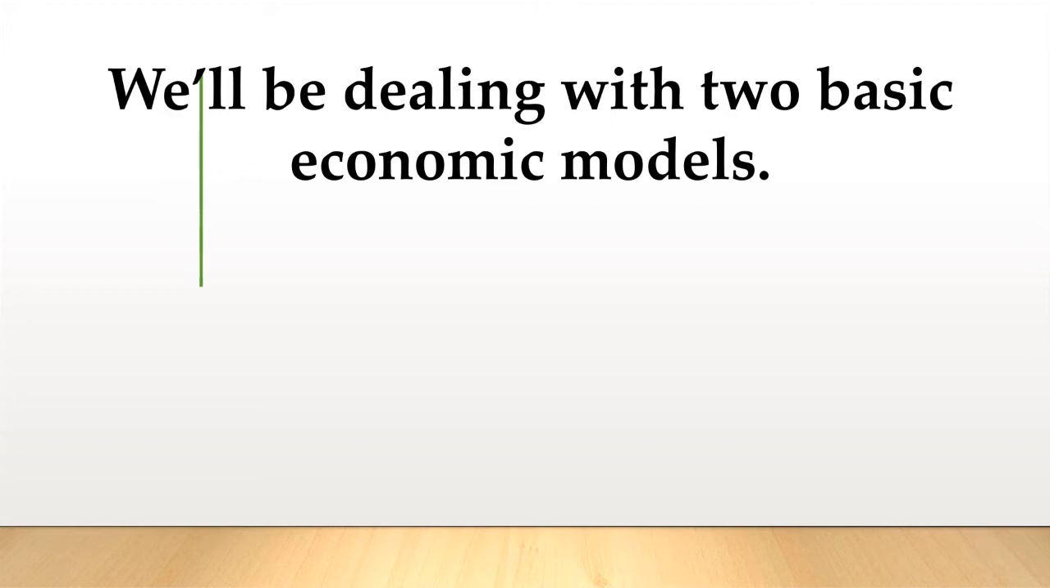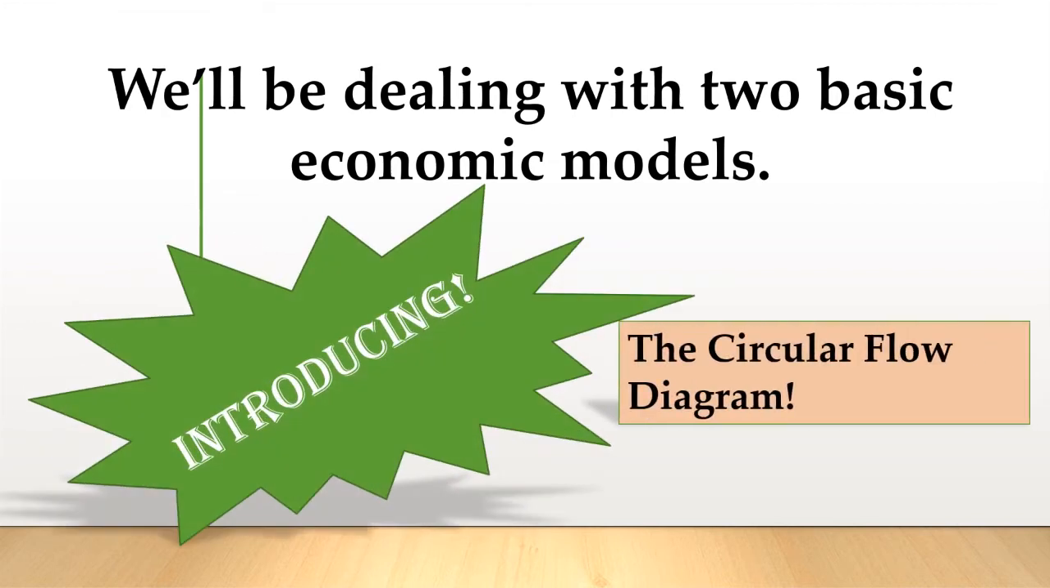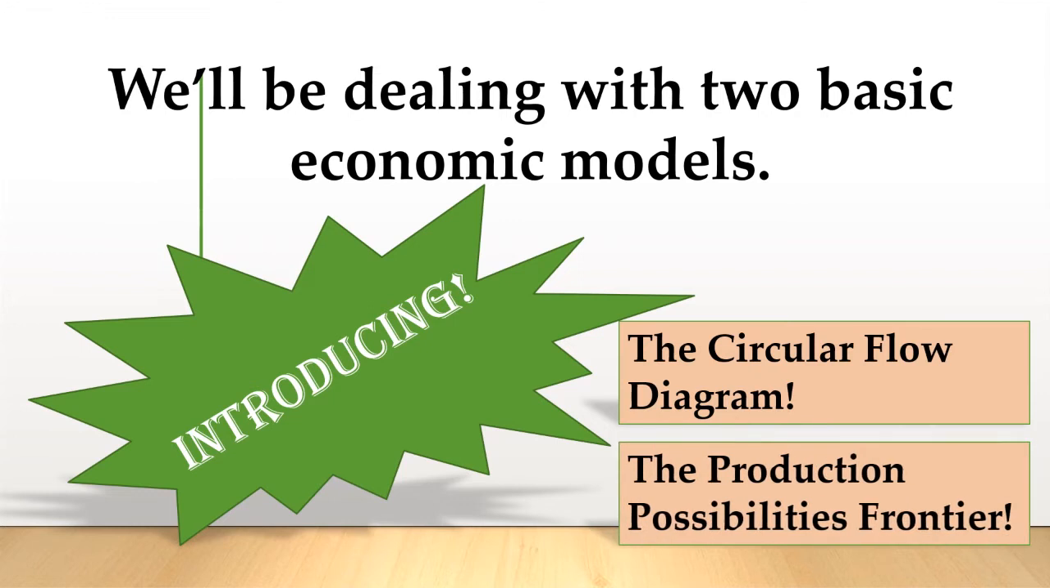So here in this chapter, we're going to be dealing with two basic economic models. One of them we'll just need you to kind of know. The other one is something that you're going to be using in different forms over and over and over again. So let me introduce you to the circular flow diagram and also to the production possibilities frontier. I don't know about you, but I bet you're excited. All right, you're not excited.